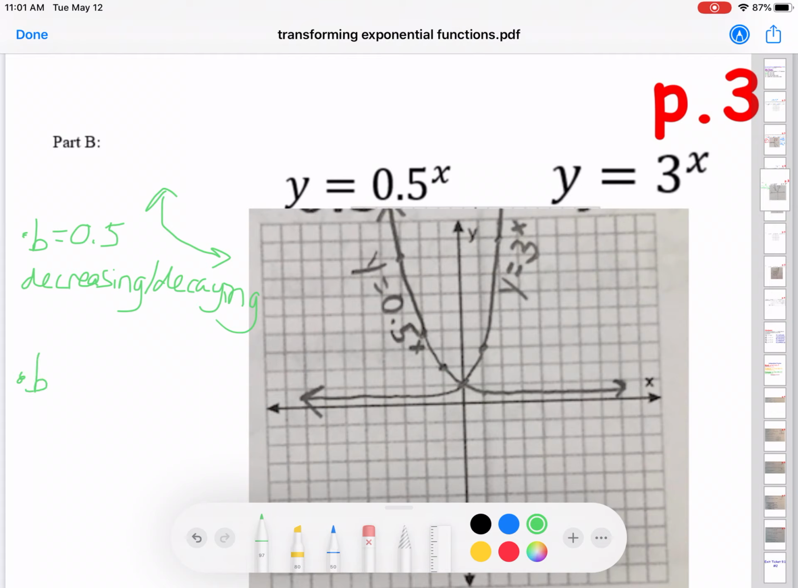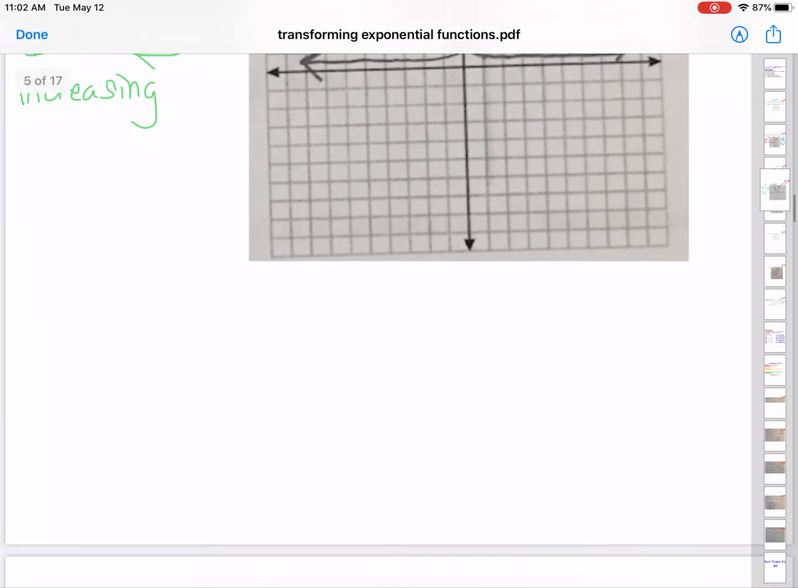However, when our b value was 3, that's when our graph was increasing. It was going up from left to right. So you'll notice here that when our b value is a small decimal number between 0 and 1, such as 0.5, our graph will be decreasing or decaying, whereas when our b value is a number bigger than 1, such as 3 in this example, our graph is increasing. And let's take a look at part C here.